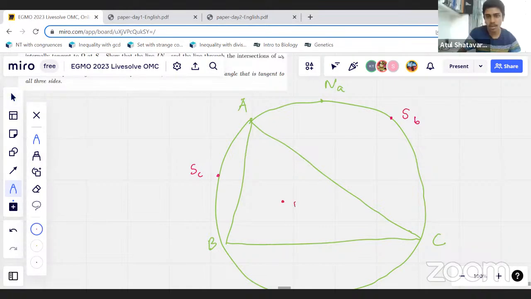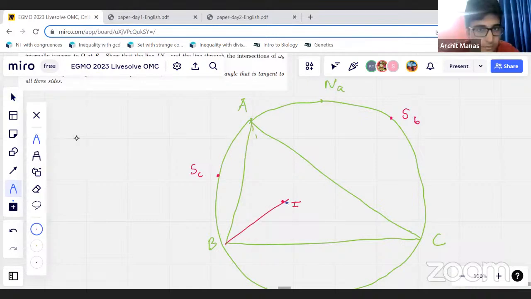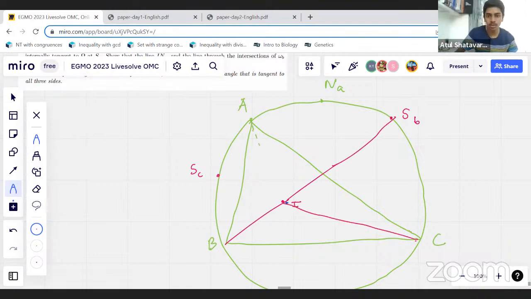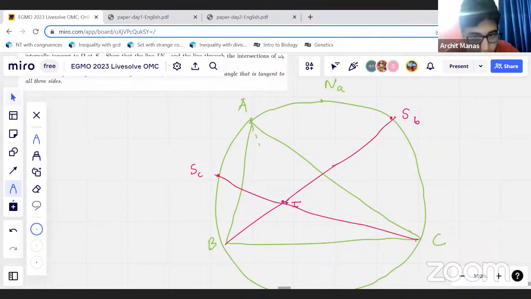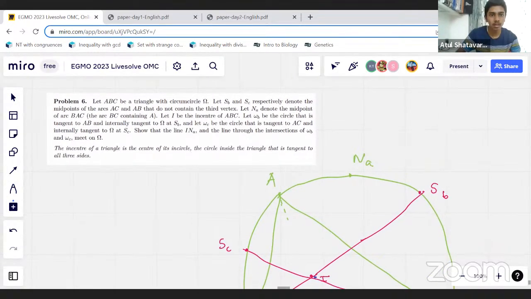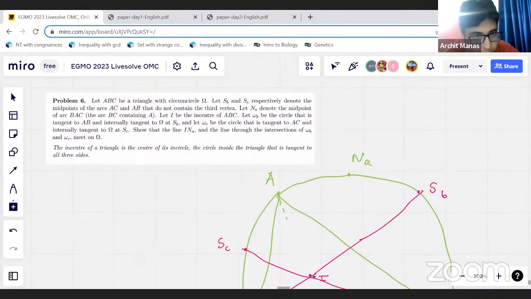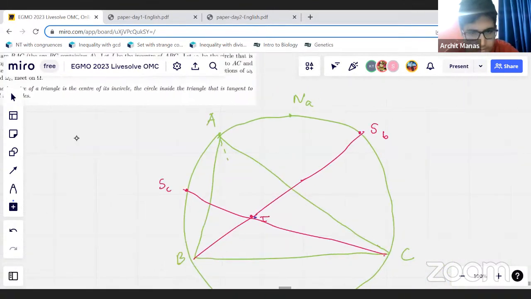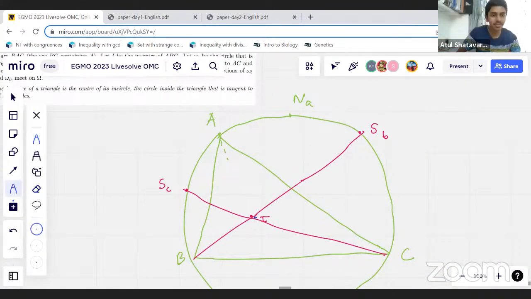Okay, let's say I is here. Clearly BI, okay, never mind. And you have BISP and CISC, draw those two. And what is the problem saying? Omega b is a circle that is tangent to AB and internally tangent to omega at SB. Siddharth and Kanav, you have to solve this because there's no way I'm doing this.